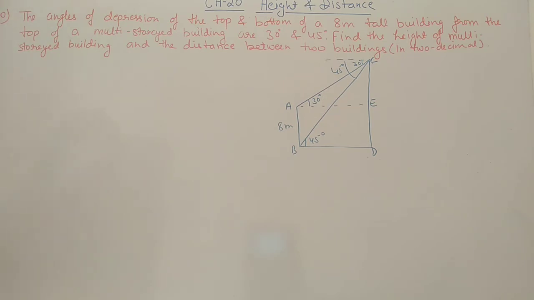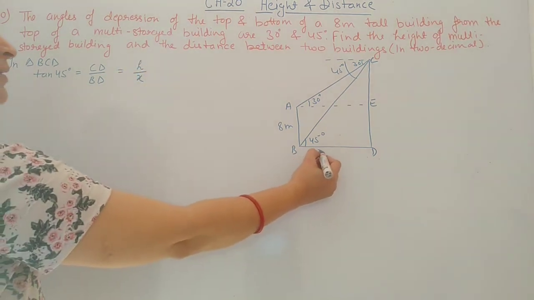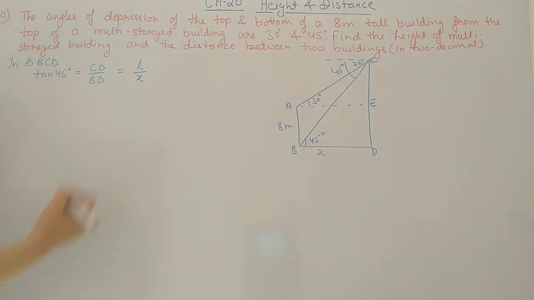We have here two right angle triangles. First we will take triangle BCD. Tan 45 is equal to height CD by base BD. So this height we can take as H and BD we can take as X. Tan 45 value is 1, so H by X is equal to 1, or we can write H is equal to X.